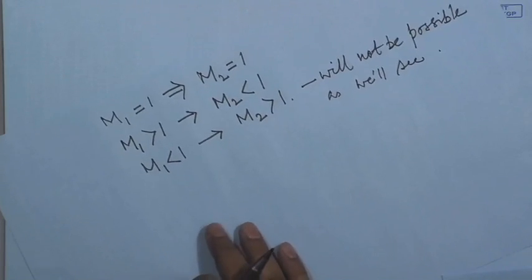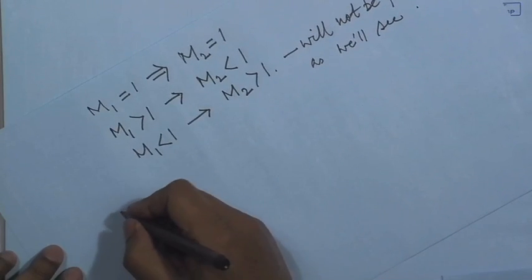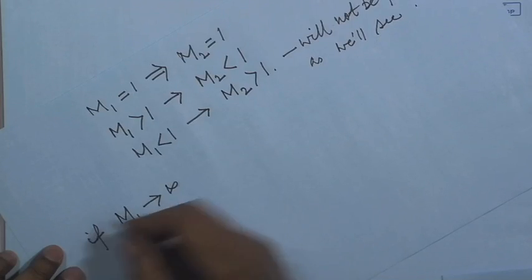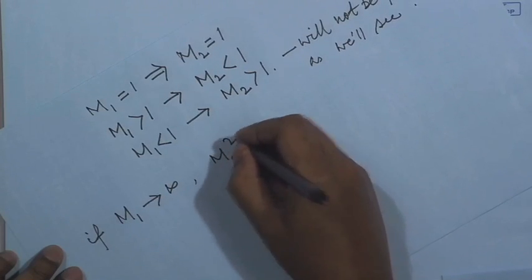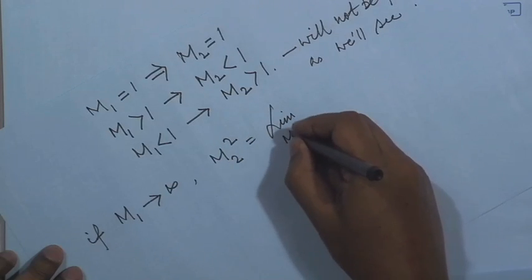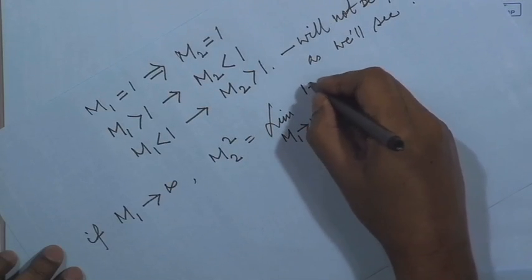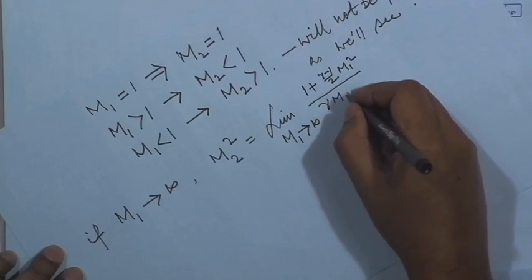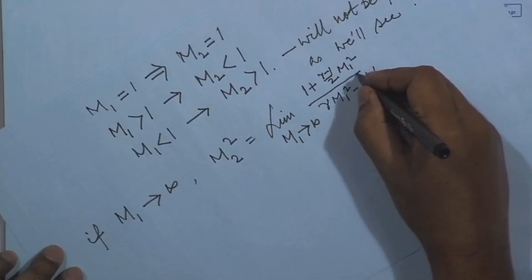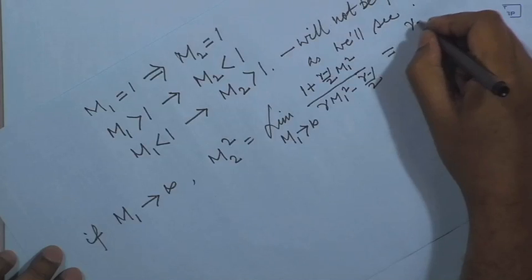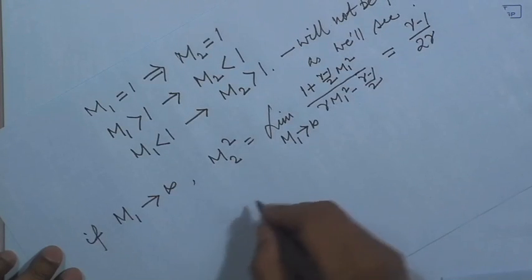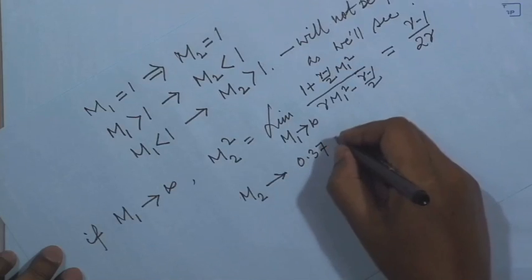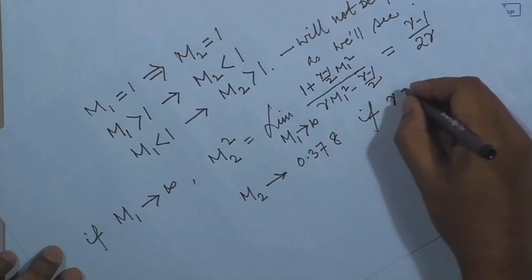Further, we see that as M1 approaches infinity, a very large value, then M2 approaches a limit which is simply gamma minus 1 by 2 gamma, and thus M2 reaches 0.378 if gamma is 1.4.